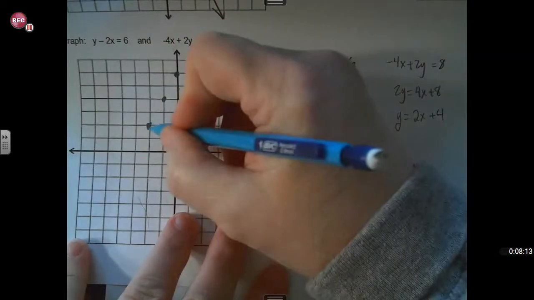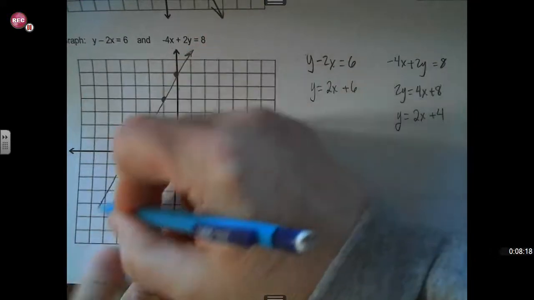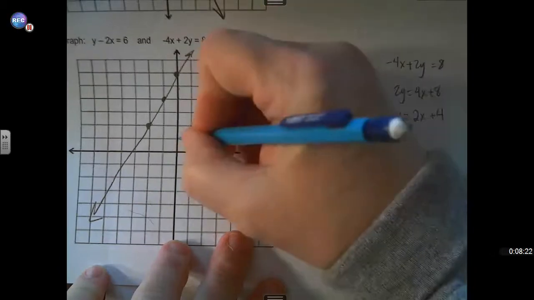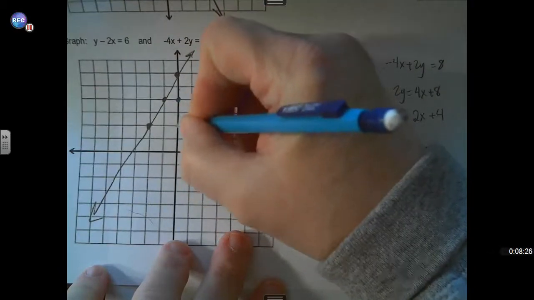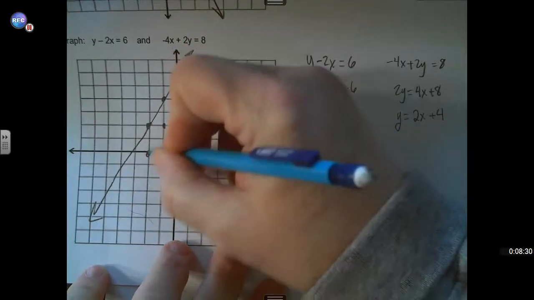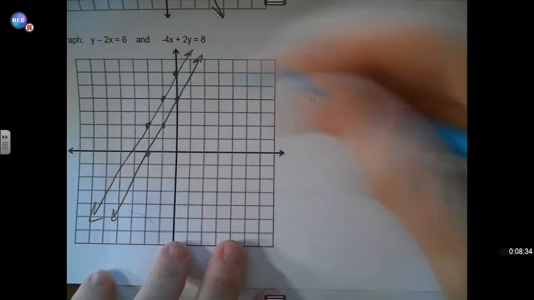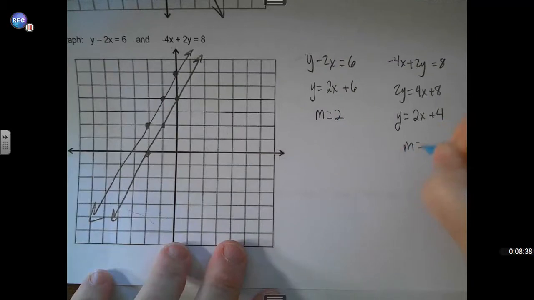And then we draw that in. The other one, the intercept is at 4. 1, 2, 3, 4. Down 2 to the left, down 2, it has the same slope. And we could have stopped when I got there. The slope of this line is 2. The slope of this line is 2. And those lines are parallel.